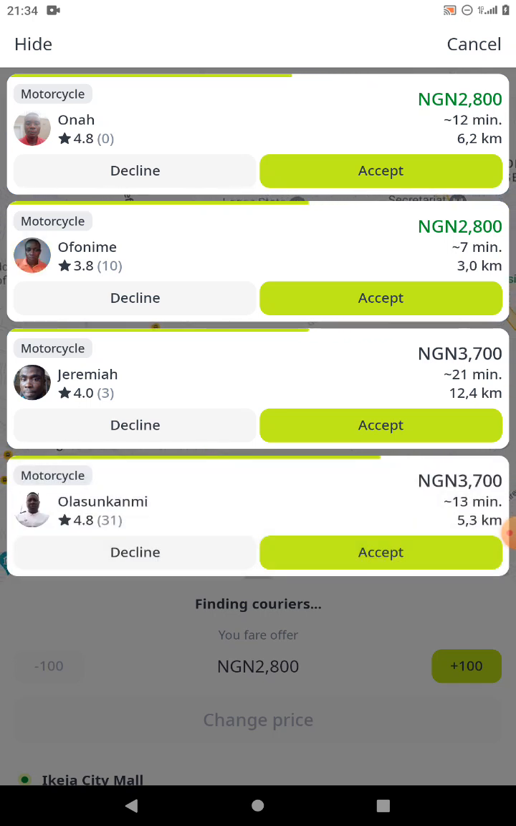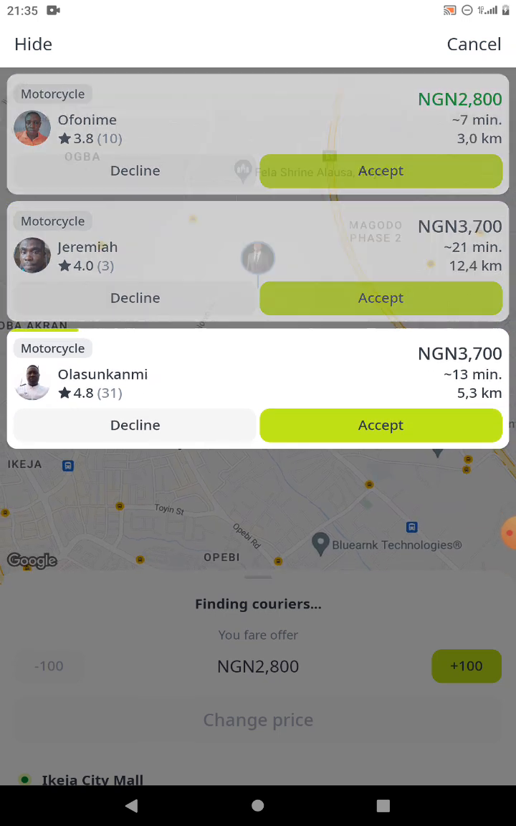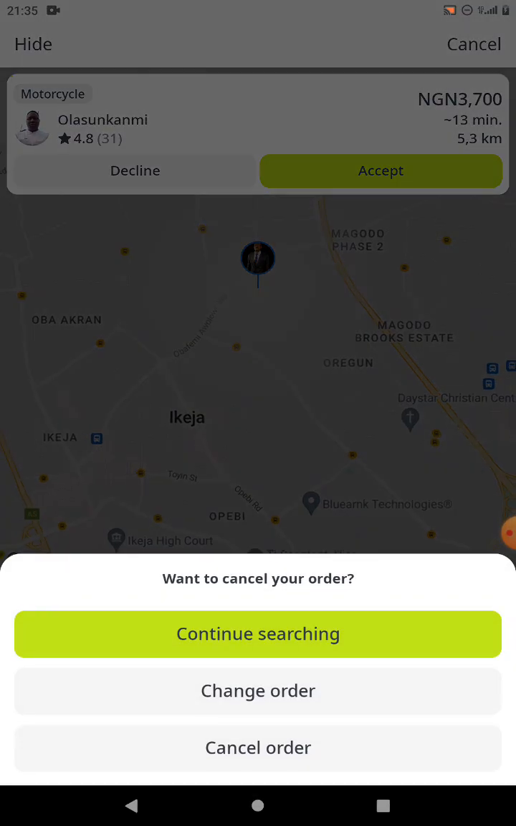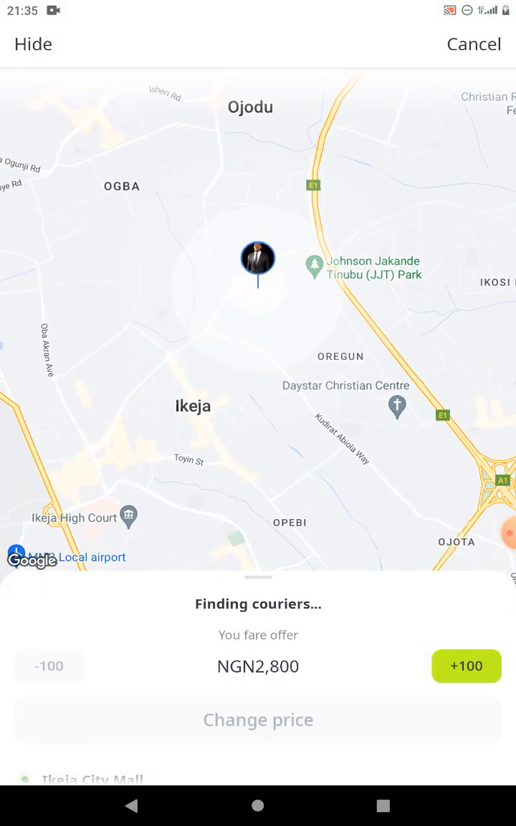So if you choose the person that is charging 2,800 and you accept his offer, what you are supposed to negotiate with your client should be 3,500 or 4,000, as the case may be. So when you get the payment from the client, you now pay this guy his 2,800, and you keep your profit, which is the markup of 1,200. So you can see that it's as simple as that. So that's how it goes.